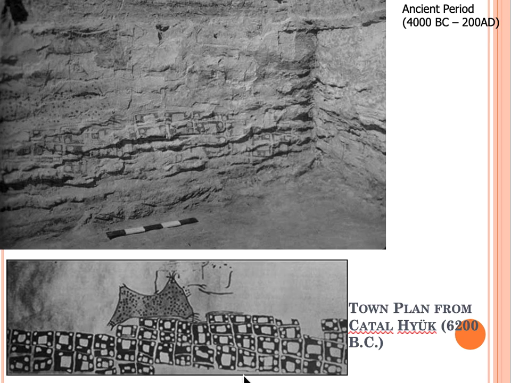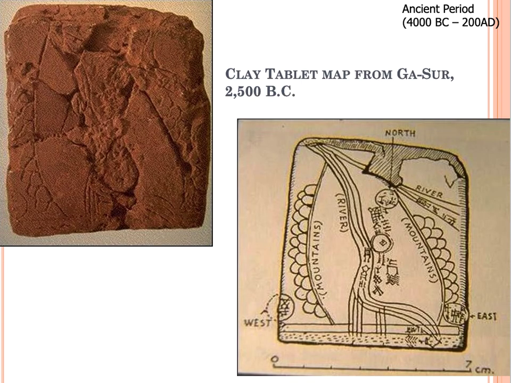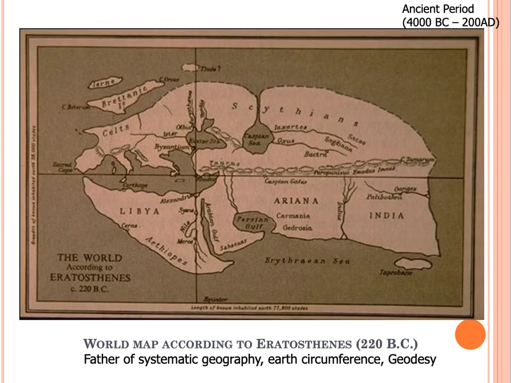This is a town plan from Catalhuyuk, which is from 6200 BC. This is a clay tablet map from Gasur. This is 2500 BC. So again, we're looking at ancient periods from 4000 BC to 200 AD. This is a world map according to Eratosthenes in 220 BC. This is the father of systematic geography and the Earth circumference and geodesy.